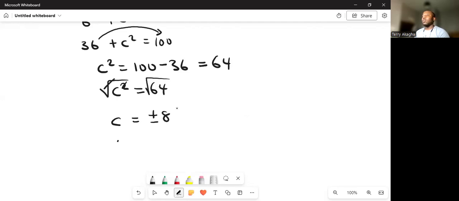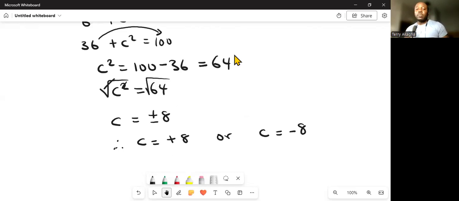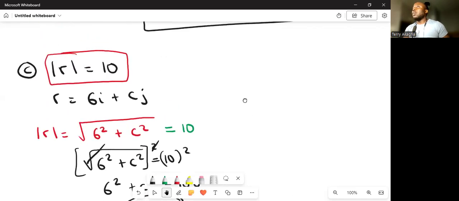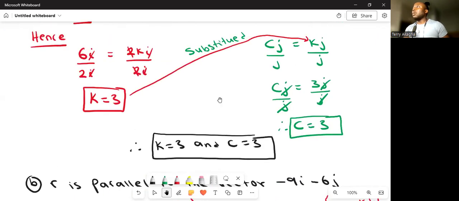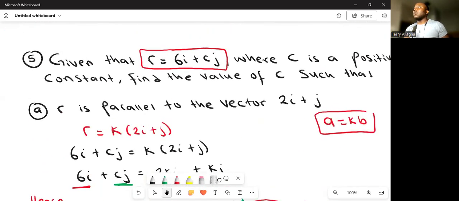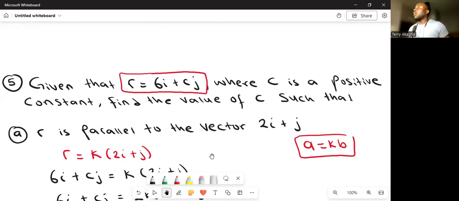So therefore, C is going to be plus 8, or C is going to be what? Minus 8. So we talked about this in quadratics. Now, if you go back to the question for C, we're told that the value of C must be a positive constant. Yep, so you can see we're told that C must be a positive what? Constant. So that means C can never be negative. So C is a positive constant. So we have to reject the negative value.